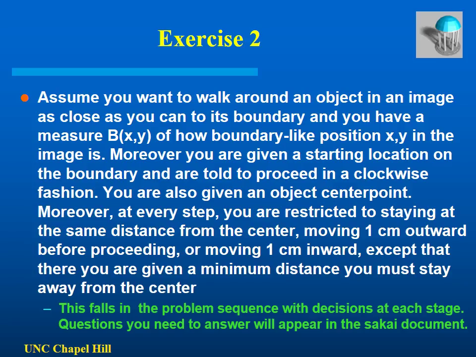The second exercise involves having an object in an image and being able to walk around it as close as you can to its boundary, assuming that at every position in the image you have a measure B that says how boundary-like that position is. The idea is you want to walk around and stay on places that are more boundary-like than alternative positions that you might walk around on.